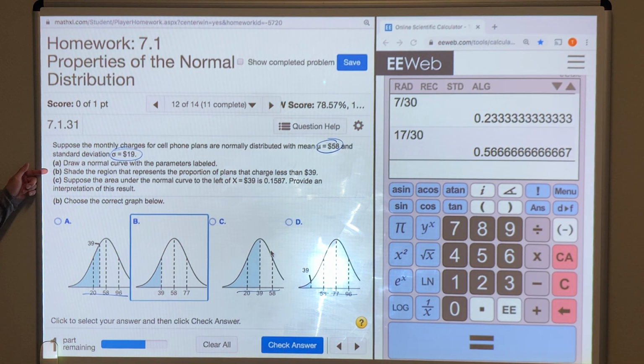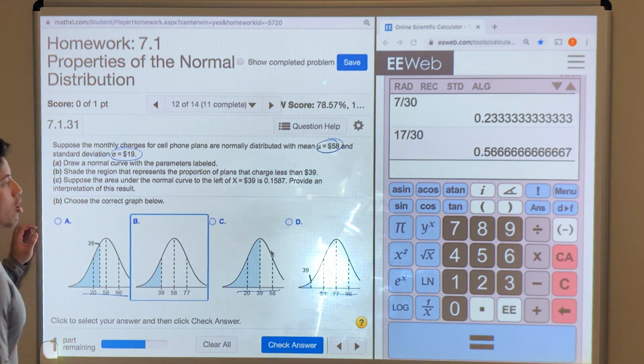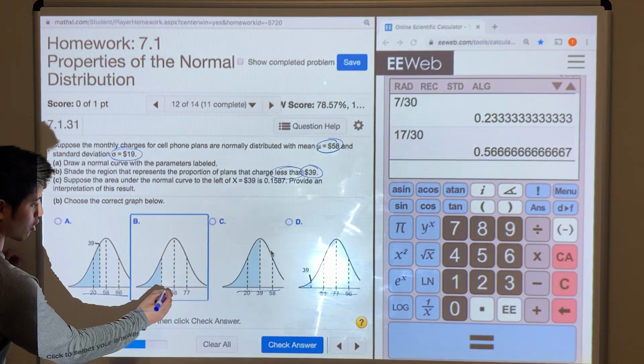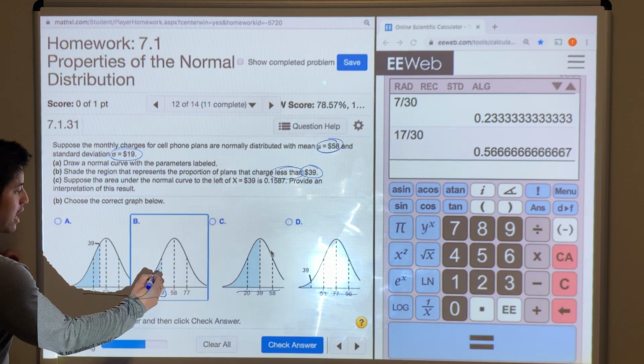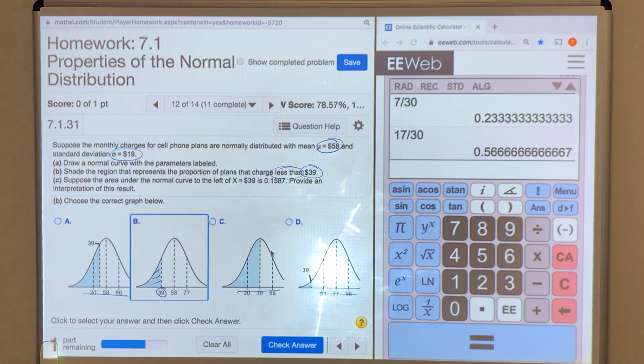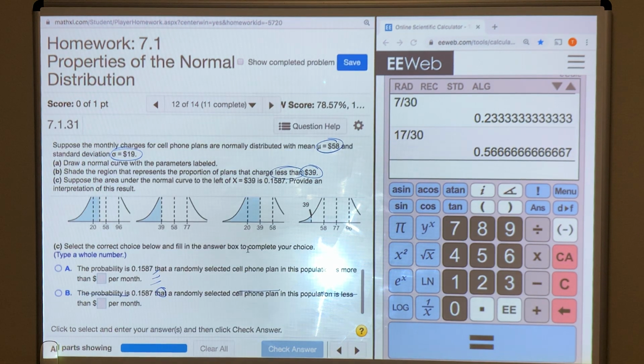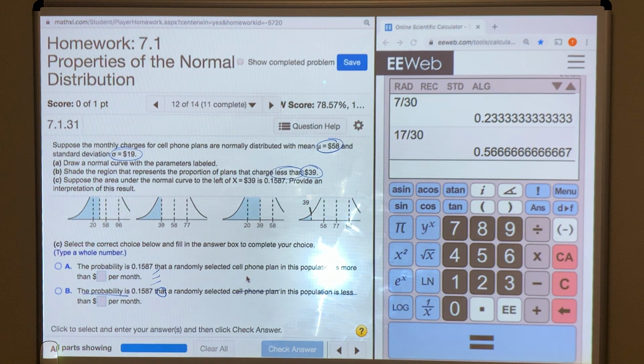Shade the region that represents the proportion of plans that charge less than the $39. There's 39. Less than that is this region, and that's why B is the correct answer, on top of eliminating the others because they just didn't match up with what we had before.